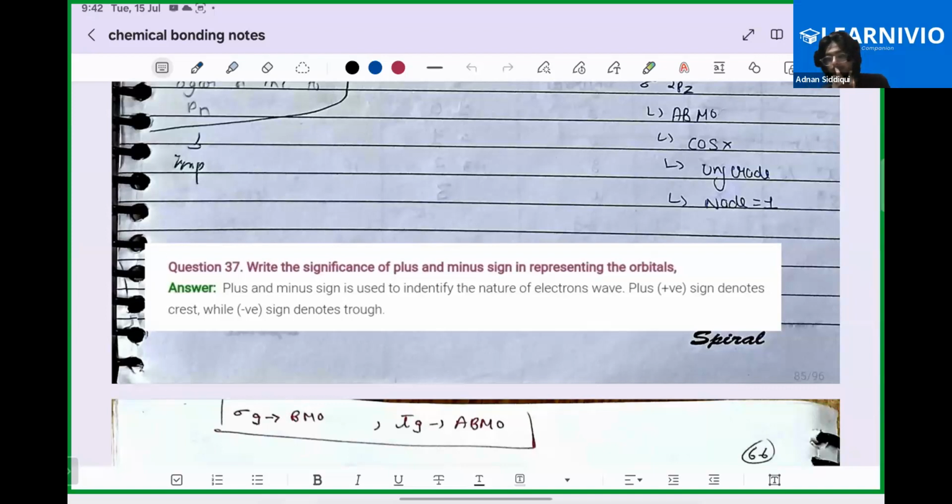Just a minute. Go through the notes. You have the entire cheat sheet. You can use that. Okay, go ahead.